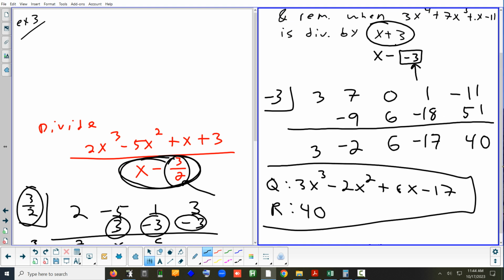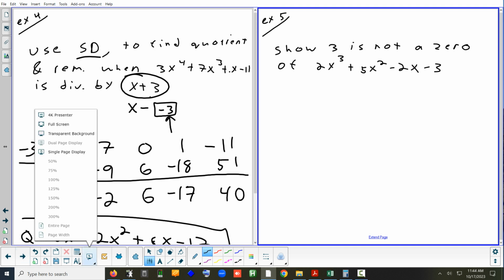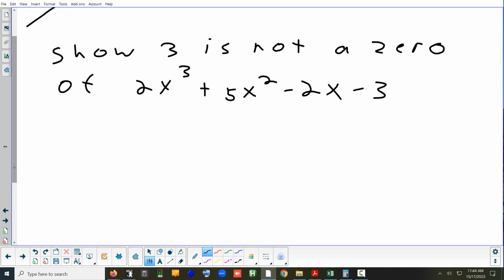Any questions on that one? All right, let's try this one. It's kind of the same idea. I want to show that 3 is not a 0. So what does that mean I would want to show is not a factor? Showing 3 is not a 0 is the same as showing x minus 3. Right. So what I'm basically going to do is divide that by x minus 3 using synthetic division. And to show that it's not a 0, I'm going to hope that what happens? The remainder doesn't equal 0.